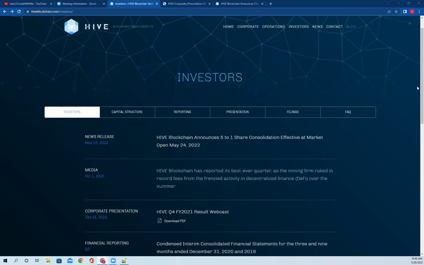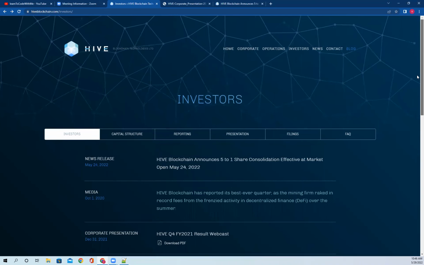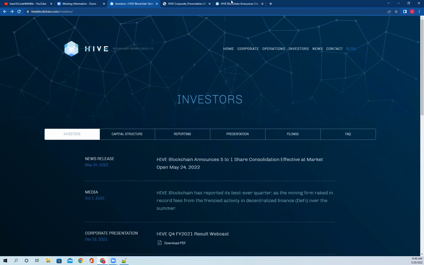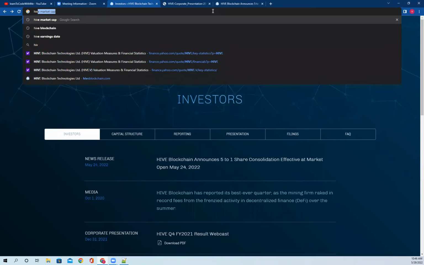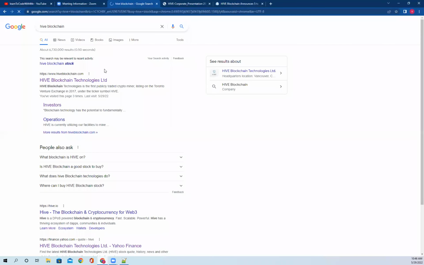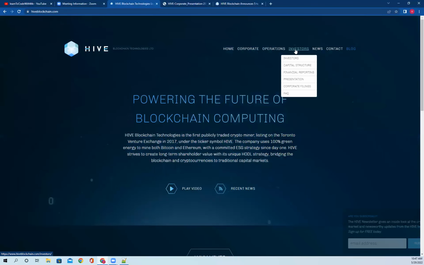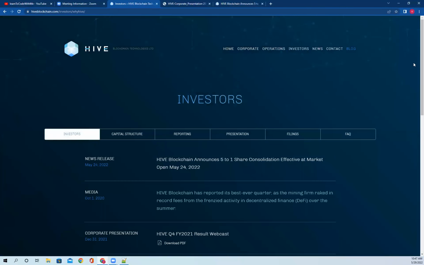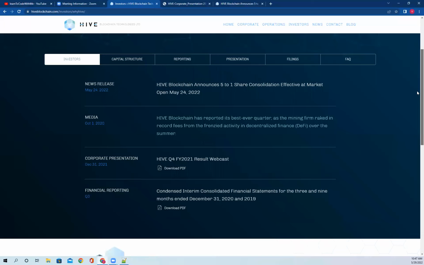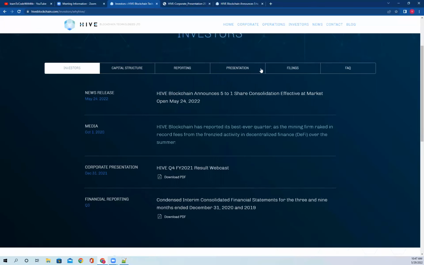First thing to do is I just want to share with you the resources that I'm using to essentially analyze this company. What you would do is you would just Google Hive blockchain. And then from there, you would click on the first link, which is the company website. And then from there, you're able to go to the investor section. And here you can get information relating to what they want investors to see. And you may also look at their filings, which is just essentially the formalized version. This is where you can find the balance sheets and so forth. But for now, we're going to focus on this release.